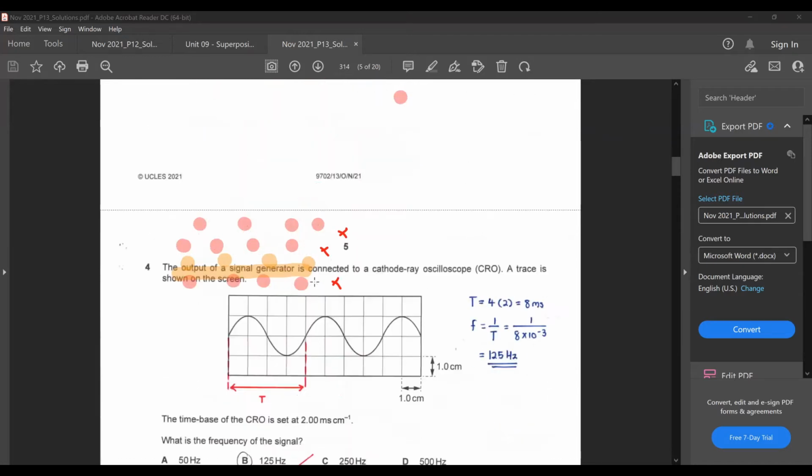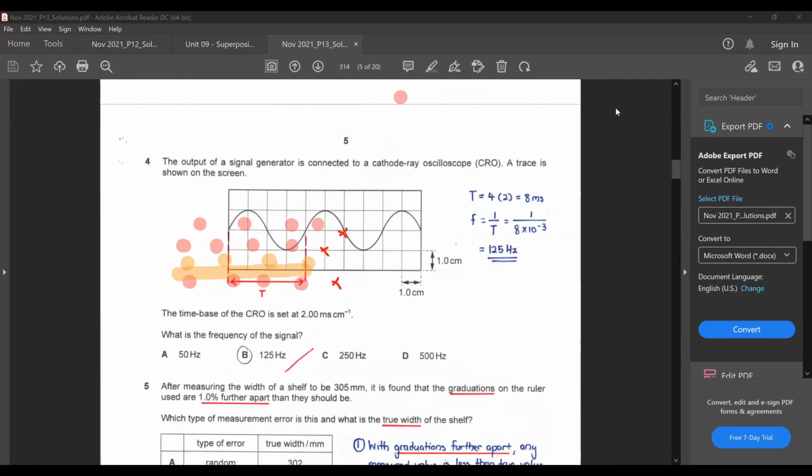Then if you continue on to question 4, the output of a signal generator is connected to a CRO. The trace is now shown on the screen. The time base of the CRO is set at 2 milliseconds per centimeter. What is the frequency of the signal? Time base here refers to the horizontal scale. They're telling you 1 centimeter is now 2 milliseconds.